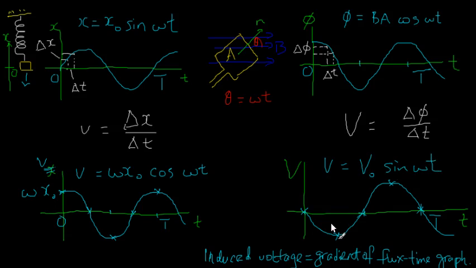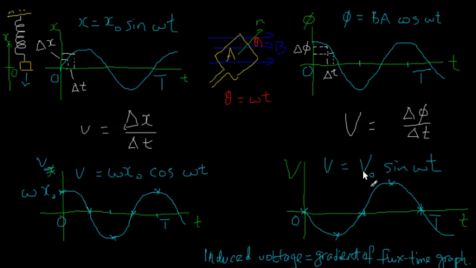Now, to be precise, for this graph, I should put a minus sign there. But I'm just going to leave it out because I'm mainly interested in the shape of the graph. If I leave out the minus sign, it just means that this graph will look like it's either upside down, or if I start timing from, say, this point instead. So I'm just going to leave it in this form as a formula for the voltage that is produced by a rotating coil.